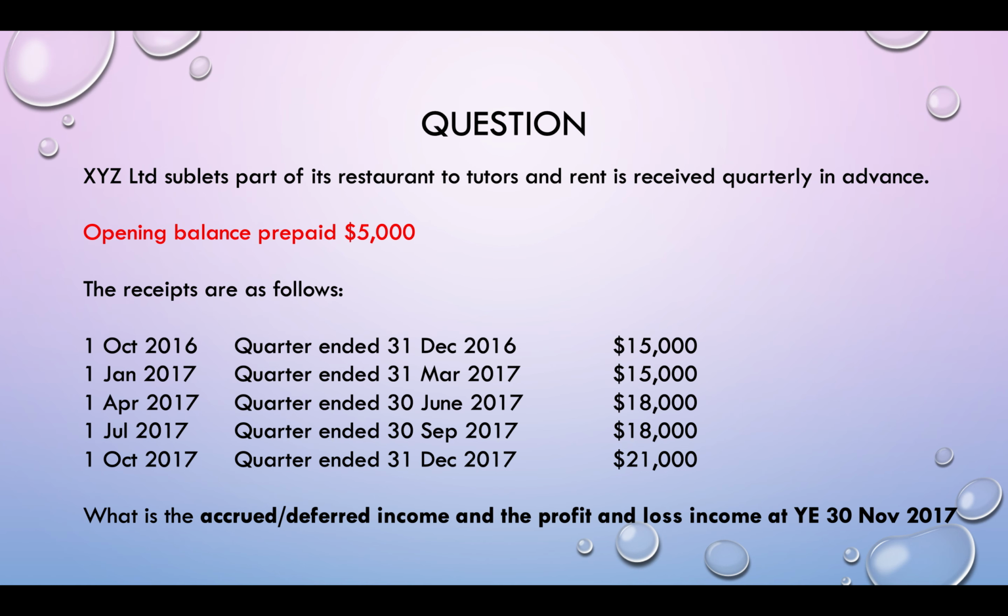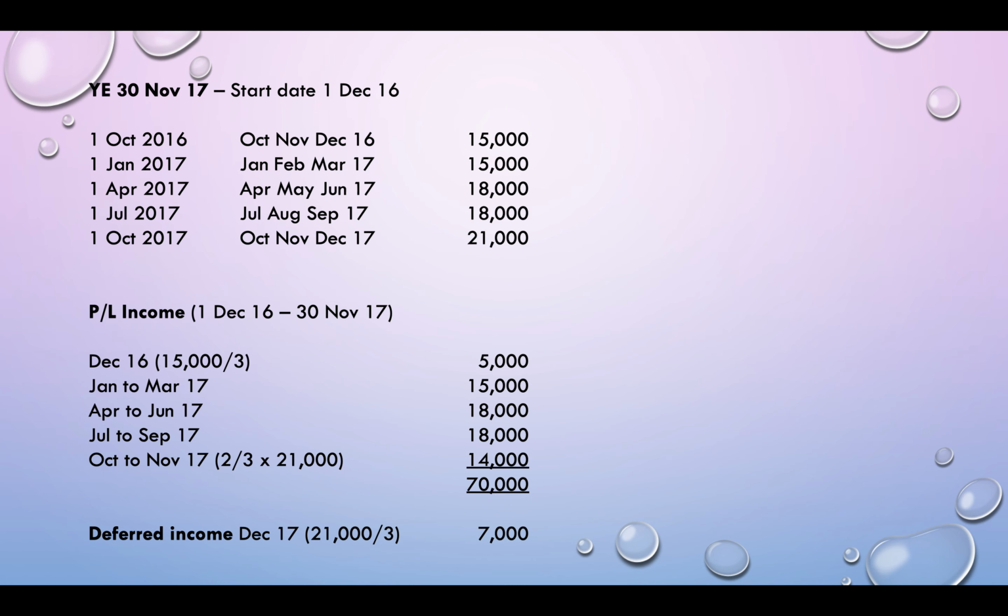Keywords in that is in advance, and you're dealing with income because it is related to rent received. Year end is the 30th November 2017, and you have taken note of the receipts made during the year. It is good for every single question for accruals, prepayments, accrued income, and deferred income, but you list what you already know.